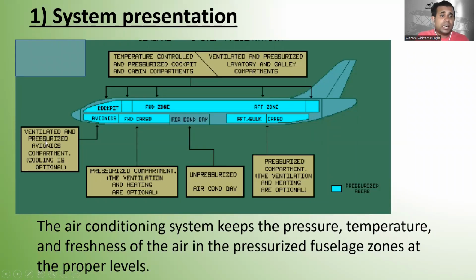And the avionics bay, ventilated and pressurized avionic compartments, cooling is optional. And the forward cargo, the pressurized compartment, the ventilation and the heating are optional for the cargo. And for the air conditioning bay, unpressurized air conditioning bay over there, and aft bulk cargo pressurized compartment, the ventilation and heating are optional. Okay, so the air conditioning system keeps the pressure, temperature and freshness of the air in the pressurized fuselage zones at the proper level.